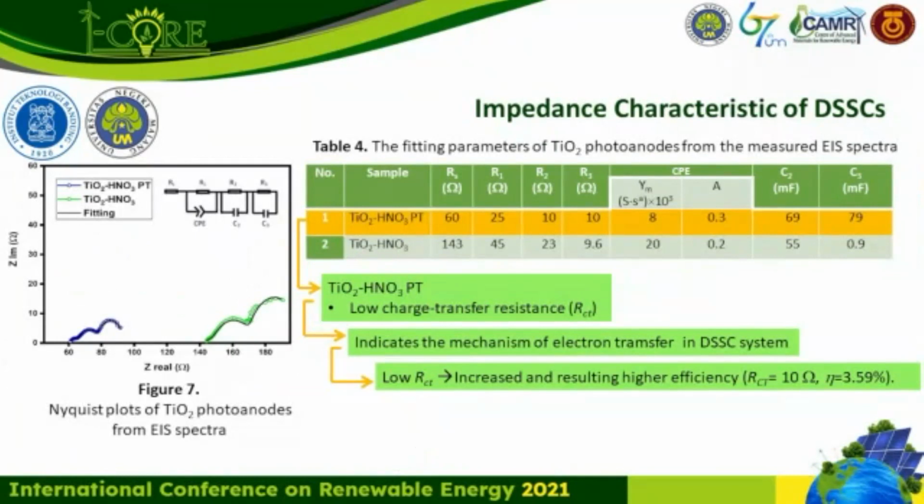This is the result from EIS characterization. From figure 7, we can see Nyquist plots of TiO2 photoanodes. From table 4, we can see that TiO2 based on nitric acid with the post-treatment has a low charge transfer resistance, low RCT, resulting in higher efficiency. RCT equals 10 ohms and efficiency equals 3.59%.